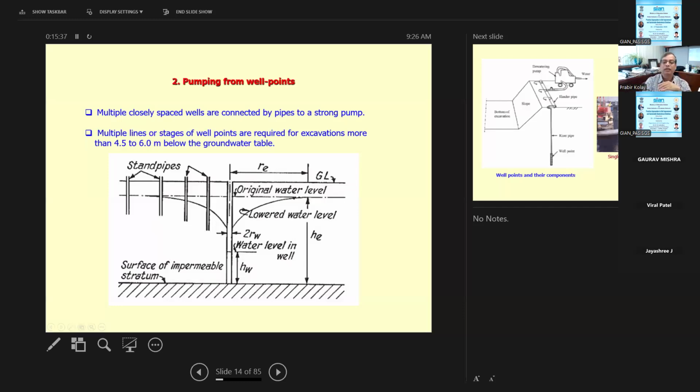And then, how much is the distance from this inverted cone? That will be the radius of influence. How much is the radius of influence for one borehole? Beyond that point, there will be no reduction in the groundwater table.